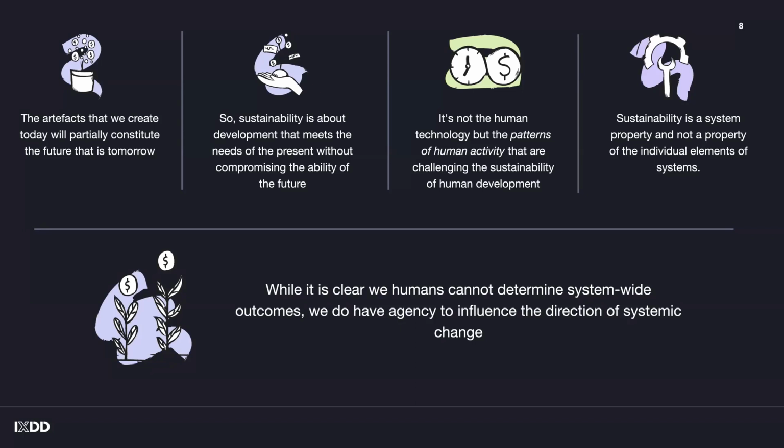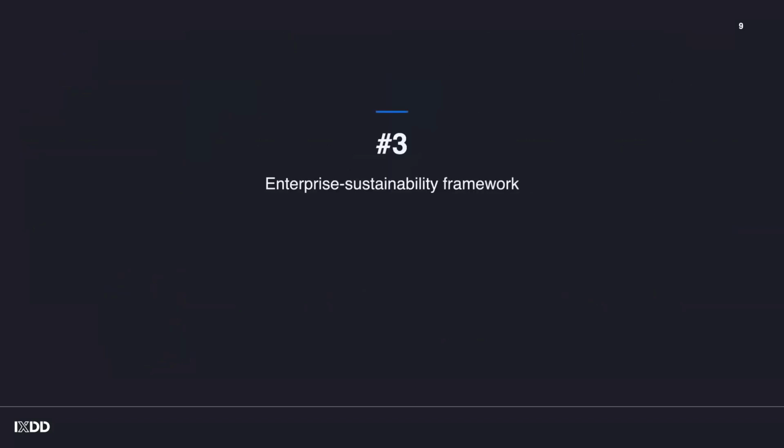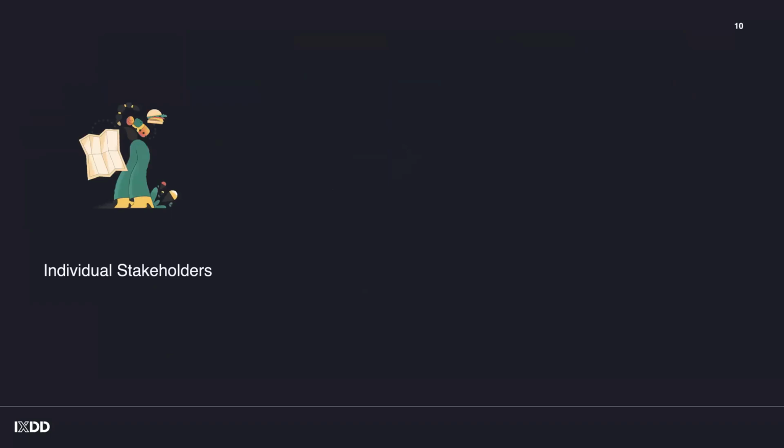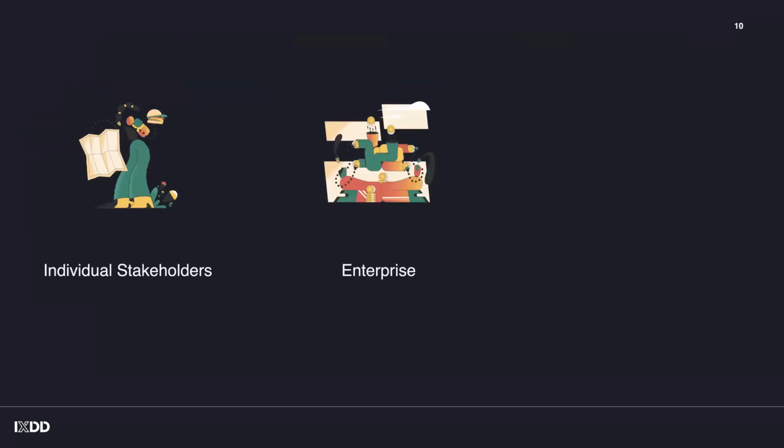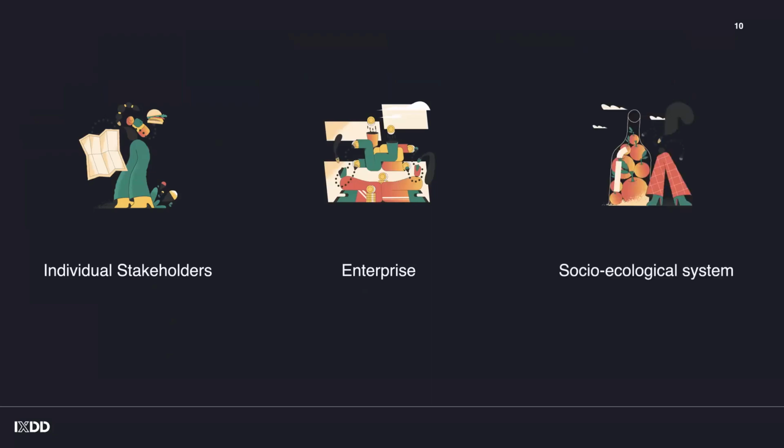This brings me to the enterprise sustainability framework. This framework was proposed by Bradley Parish, and it mainly consists of three big entities. First of all, we have individual stakeholders, that is, us. Then we have the enterprise, and then we have the socio-ecological system.